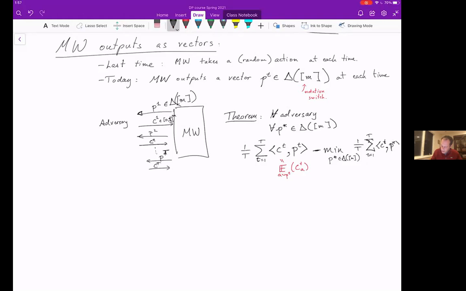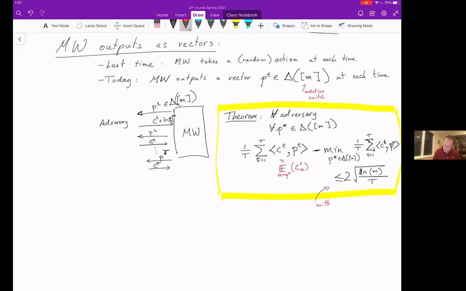Okay. And the theorem is that this has the same regret bound as what we had before: square root of log M over T. Okay, and there's no probability in this statement at all. This holds with probability 1, which is pretty cool. It always holds. It's not really a probabilistic statement at all.